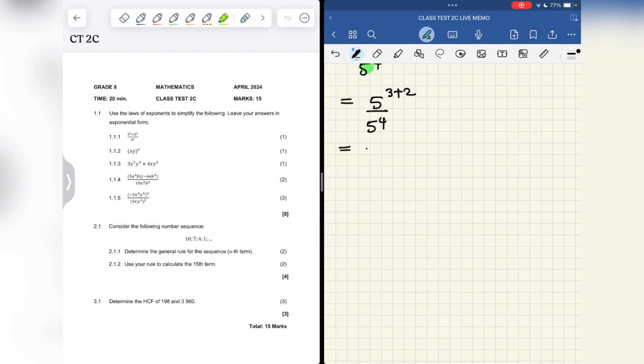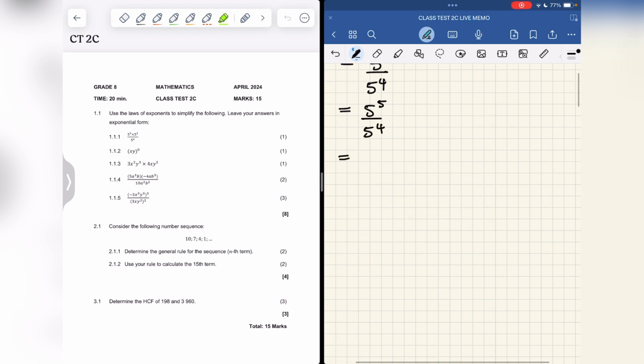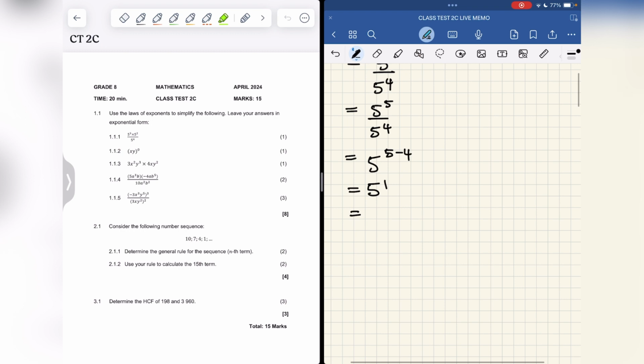And this is pretty straightforward. We've got 5 to the power 5 divided by 5 to the power 4. And we are now dividing the two powers that have the same base. So the law says that if I've got two powers of the same base being divided, I can keep my base and subtract my exponents. So that will just result in 5 to the power 1, which of course is just 5.